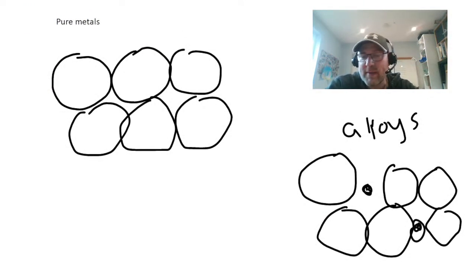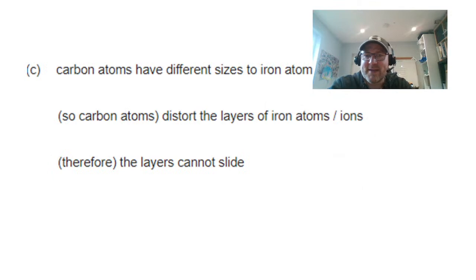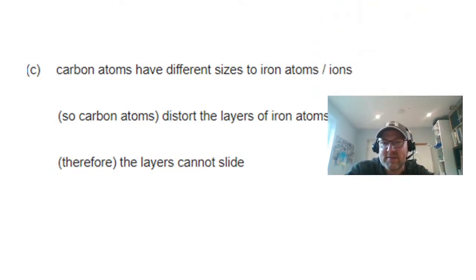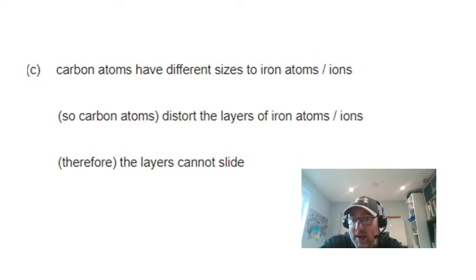Ooh, got a little diagram here. I didn't know I did this. So we've got the pure metal there. It's like 6 circles all drawn. They're all the same size. The alloy you can see here is not all the same size, and so the layers don't slide. So the carbon atoms have different sizes, so elements have different sizes, distort the layers, disrupt the layers, and they can't slide.